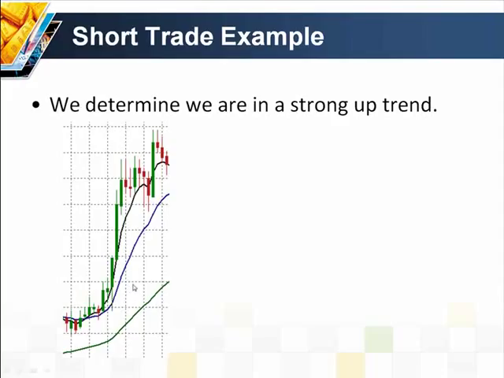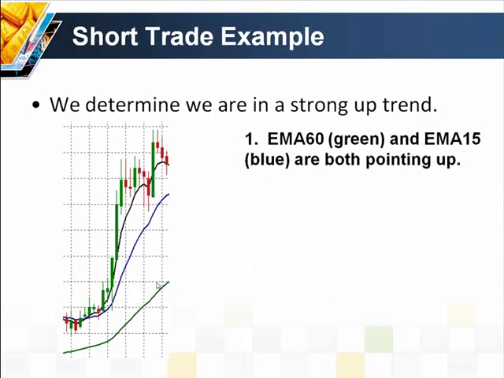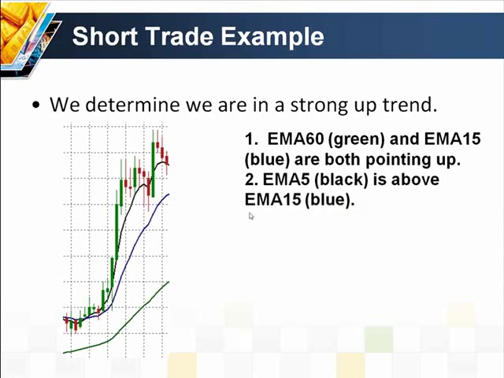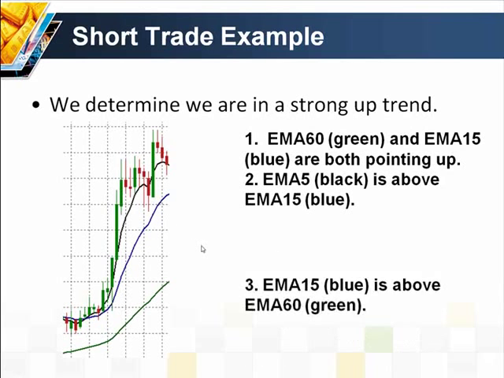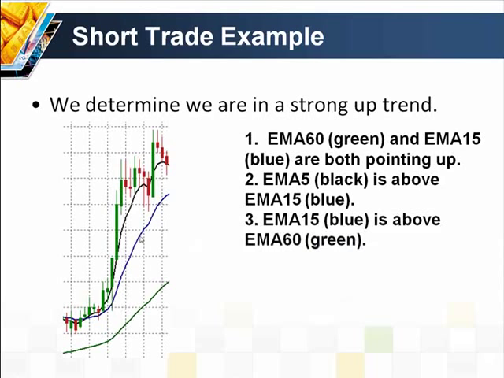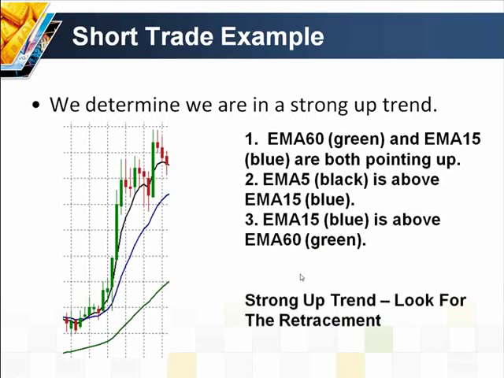We first determine we are in a strong uptrend. We do this by taking a look at the chart. The EMA 60 and the EMA 15, which is the green line and the blue line respectively, are both pointing up. We take a look then to ensure that the EMA 5, the black line, is above the EMA 15, the blue line. And finally, we take a look to ensure that the EMA 15 is above the EMA 60. At that point, we determine we are in a strong uptrend.